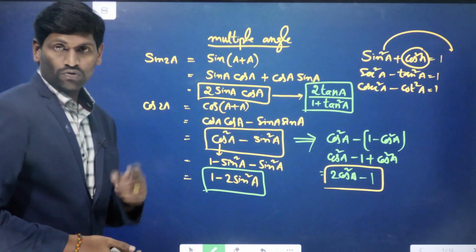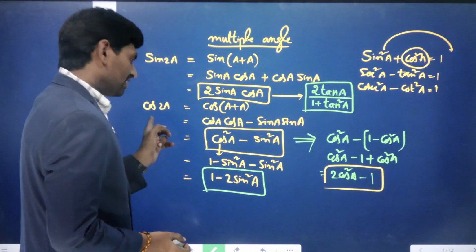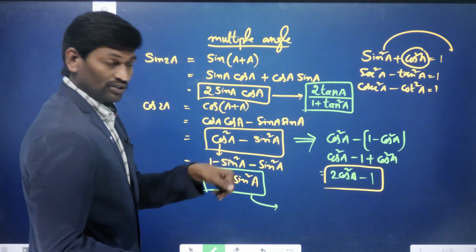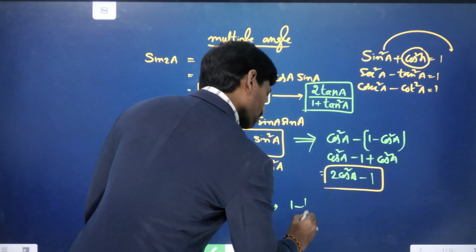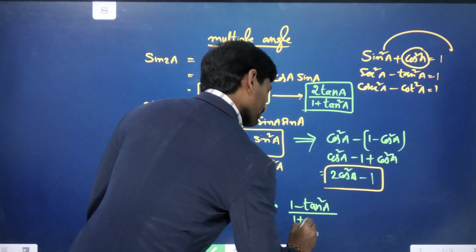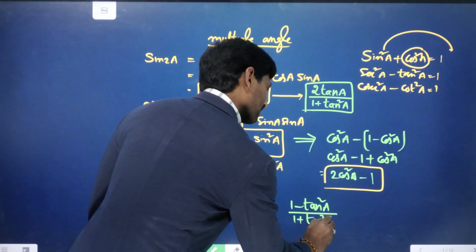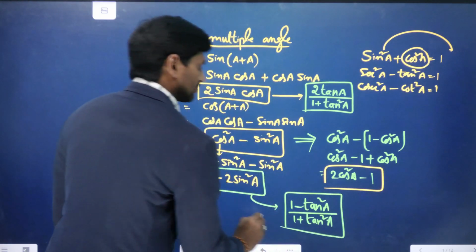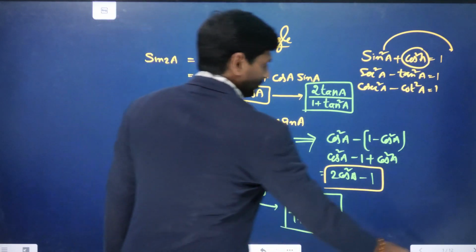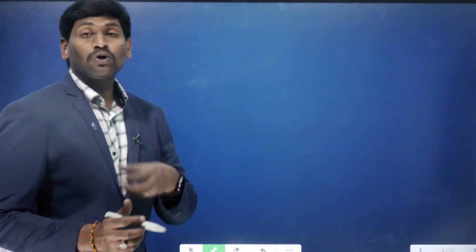2 tan a by 1 plus tan square a. Here, in the cos terms, cos 2a also in terms of tan is 1 minus tan square a by 1 plus tan square a. Okay? So let us try to find the multiple angles of tan.